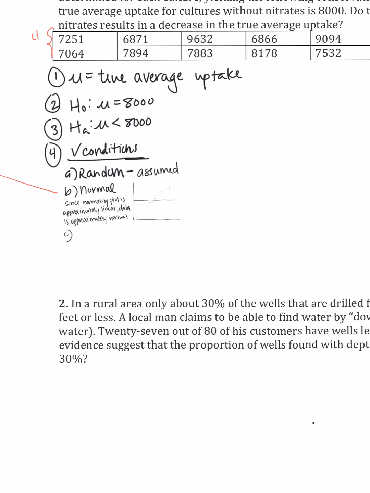Option C is sigma known or unknown. This is a sample, so sigma is unknown. And D, n, which is 15, is less than 10% of that population. Step 5, set an alpha value. We can use 0.05 when in doubt. And step 6, this is going to be a t-test.